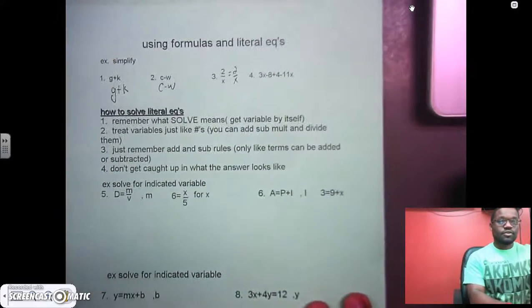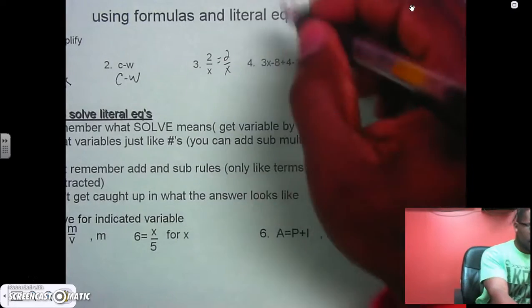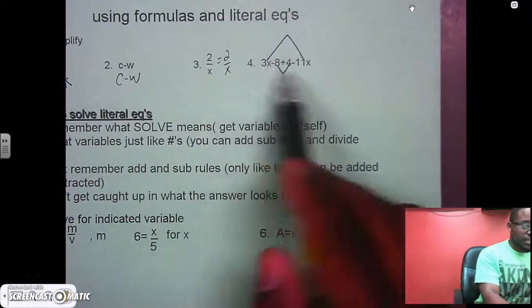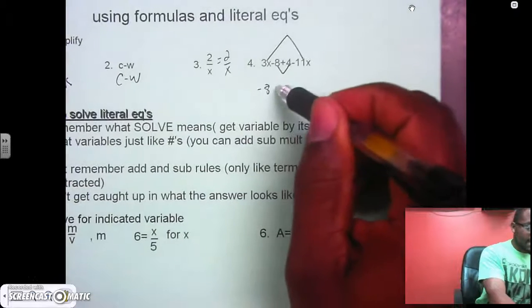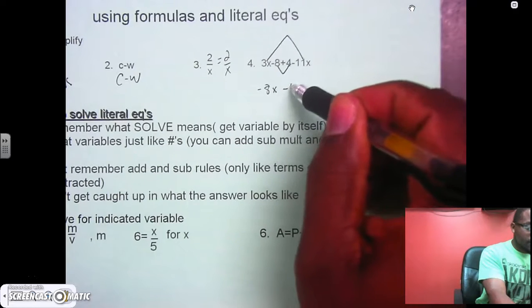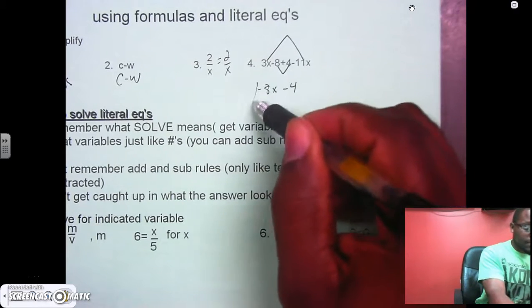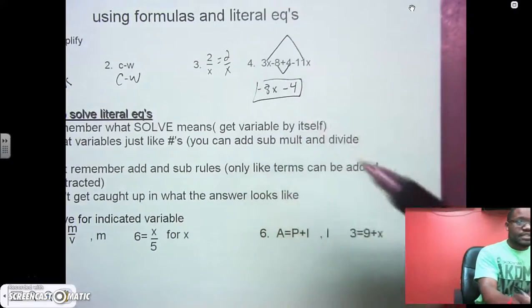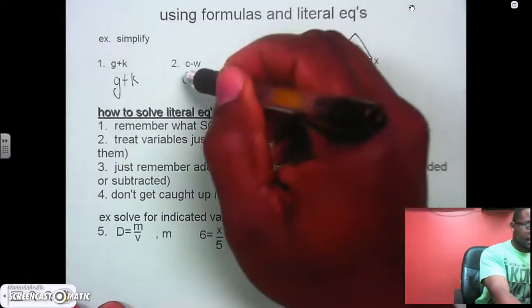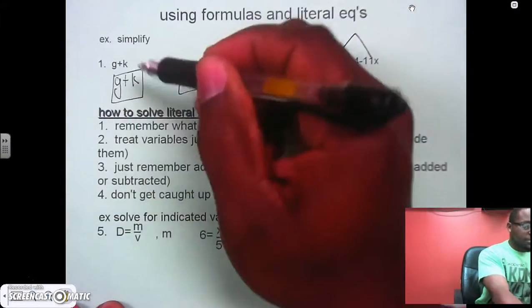Now, number 4, we have the statement here. But notice, these two are like terms, and so are these two. So 3x minus 11x is negative 8x, and negative 8 plus 4 is negative 4. Now, I cannot do anything further with those two, so that's as good as it's going to get. Just like the rest of those. This is the answer to 2 divided by x. This is the answer to C minus W and G plus K.